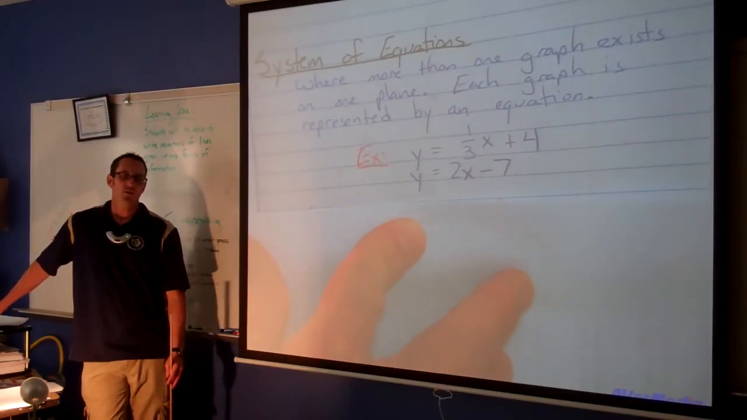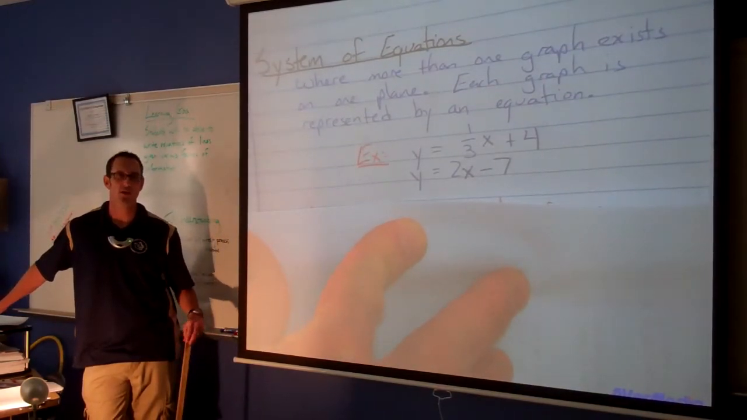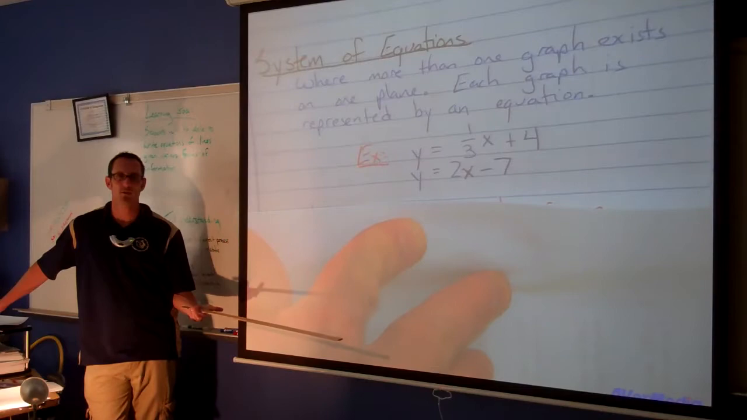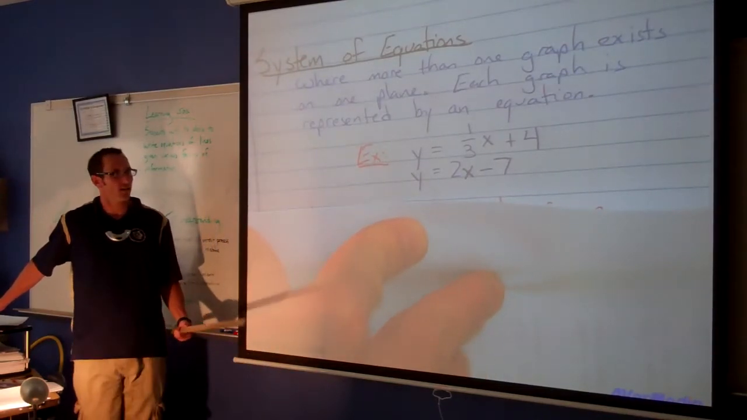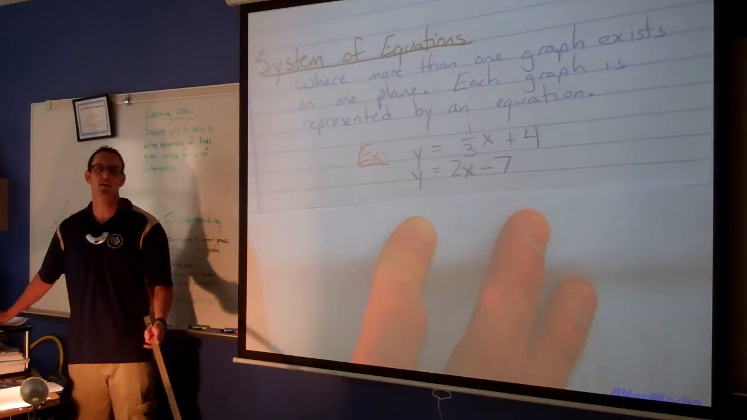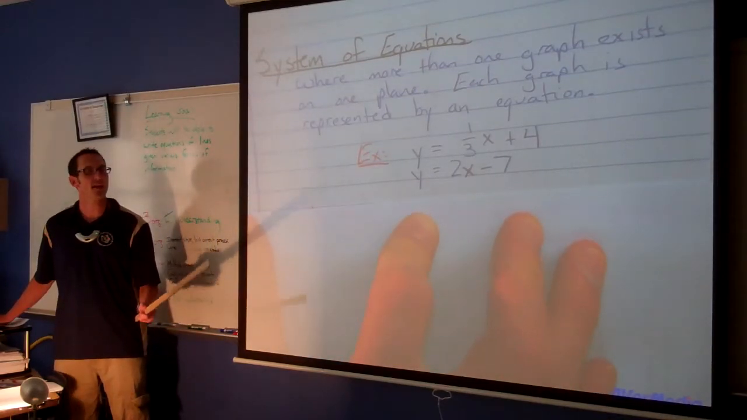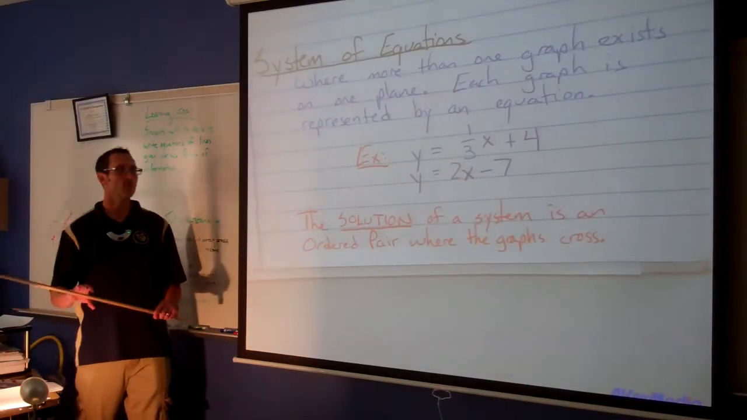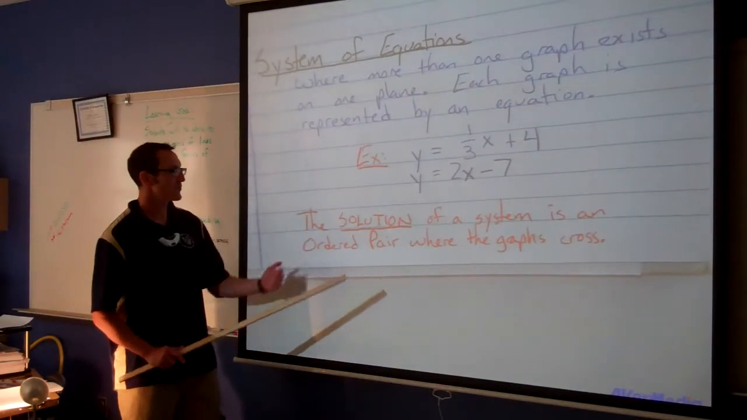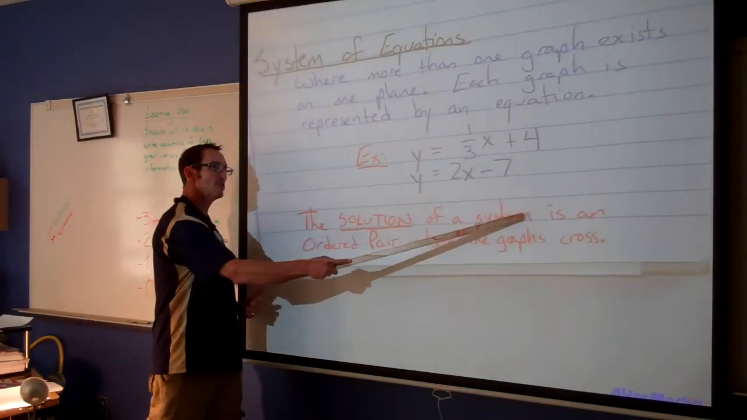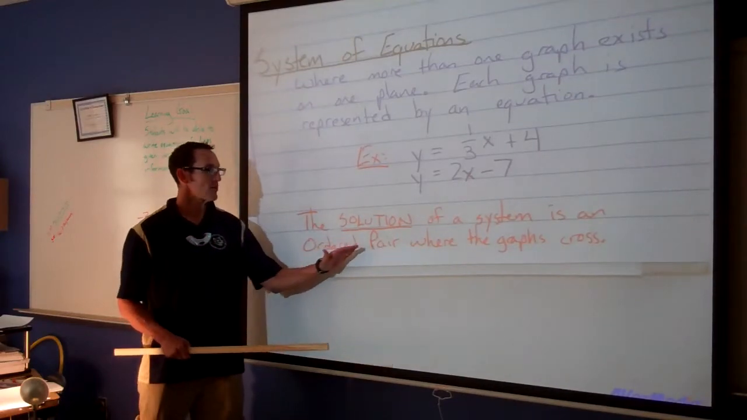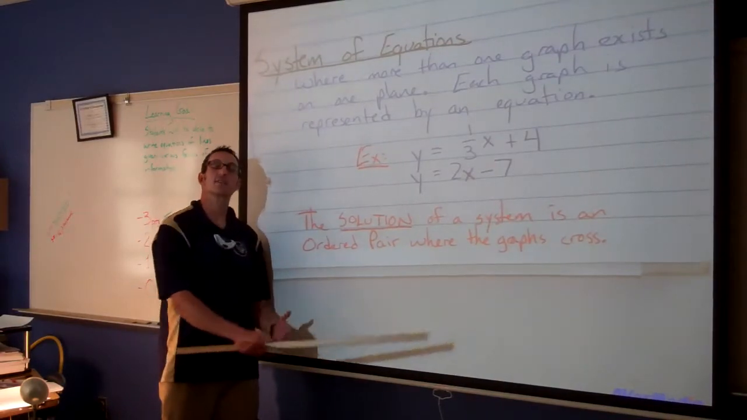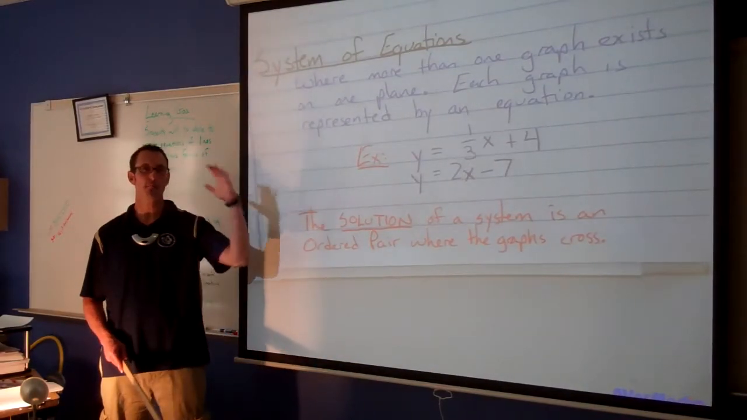But we start the unit with solving a system of equations. So how in the world would we solve a situation where we have two graphs on one plane? What does that mean when we're solving a system? Well, the solution to a system of equations is simply where the two lines cross, or where the two graphs intersect. So the solution to a system of equations is an ordered pair. Remember, x comma y is an ordered pair where the graphs cross.